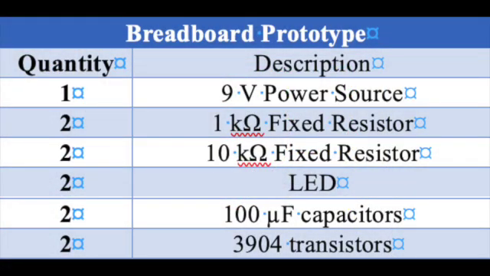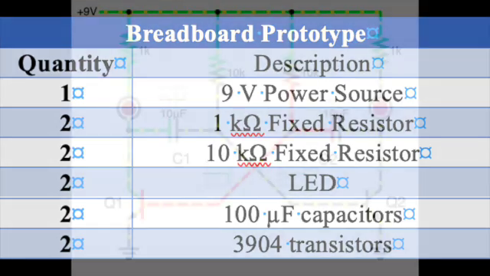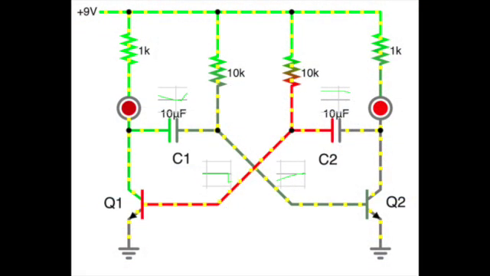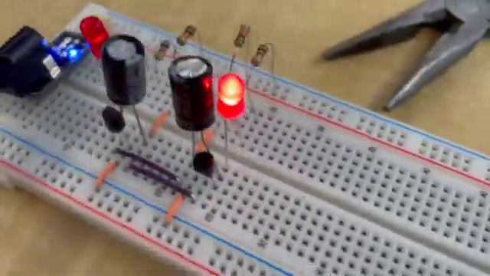The first step in building this is a breadboard prototype. For this, all the parts on the following table will be used. By following the circuit diagram, you should get a working circuit that looks like this.